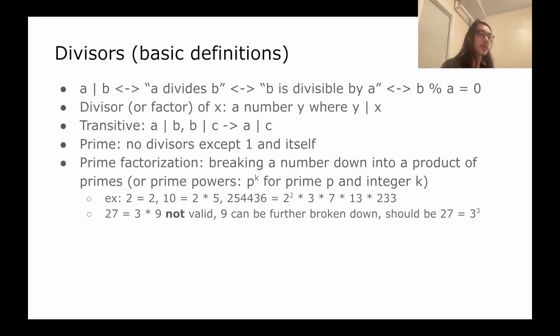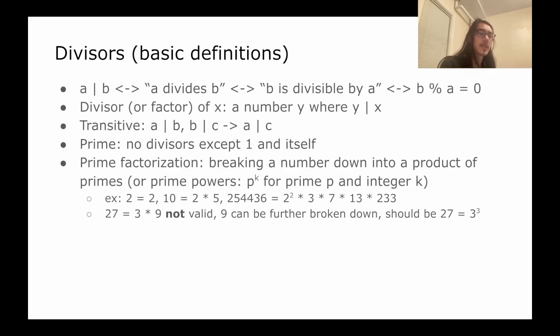Some notation as well. A bar B means A divides B, so A is a divisor of B, or B is divisible by A. A divisor is a number that divides another number. It's also transitive: if A divides B and B divides C, then A divides C. This should be pretty intuitive.